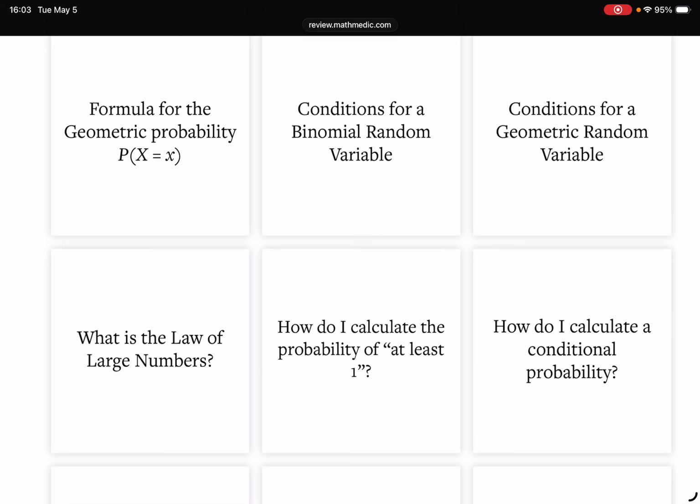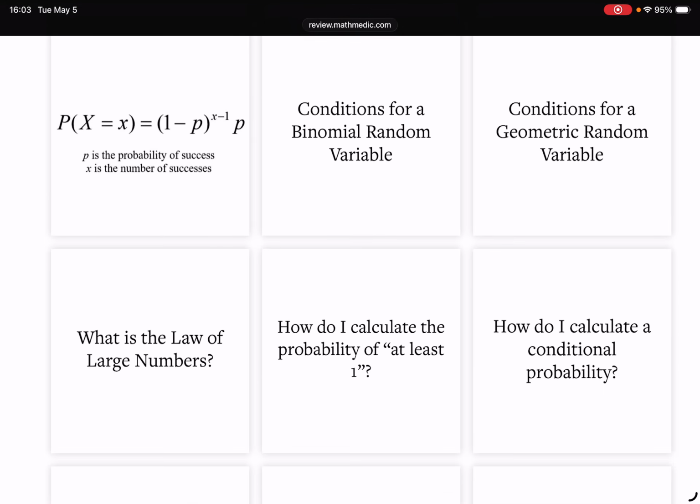Formula for the geometric probability. Okay, again, this is the formula for geometric. Should be on your formula chart. I would just know that if I go on to Desmos and then I go to add an inference, I can click on geometric probability to solve and get my answers.